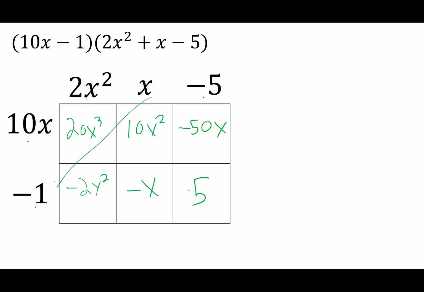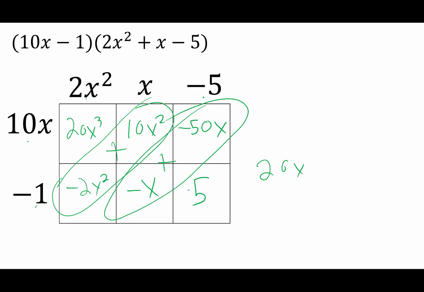So again, we have our diagonals that we can have like terms on. We're going to add those together. So we get 20x to the third, because it has no like terms, plus, well, negative 2x squared plus 10x squared gives me 8x squared. Negative x plus a negative 50x gives me negative 51x plus 5.